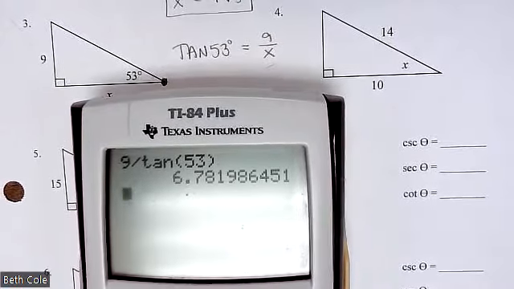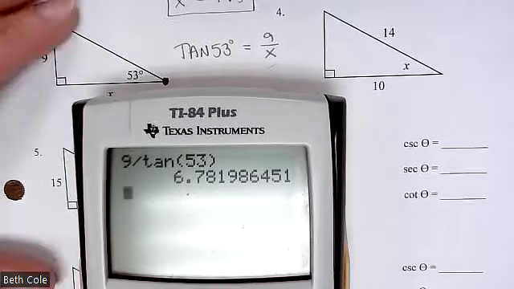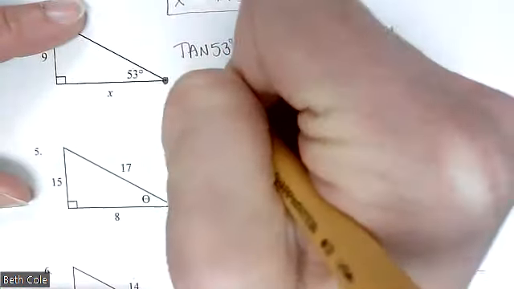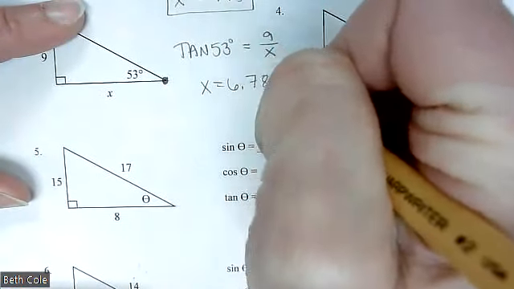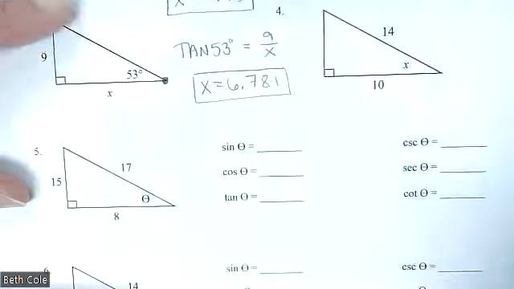Do you remember how many decimal points we need? 3. The first 3 that you see. You can round, I guess, if you want to, but I like to truncate and just take the first 3. So 6.781. Can anyone confirm? Okay, I like to make sure you got the same thing as me. So x is 6.78. Perfect.